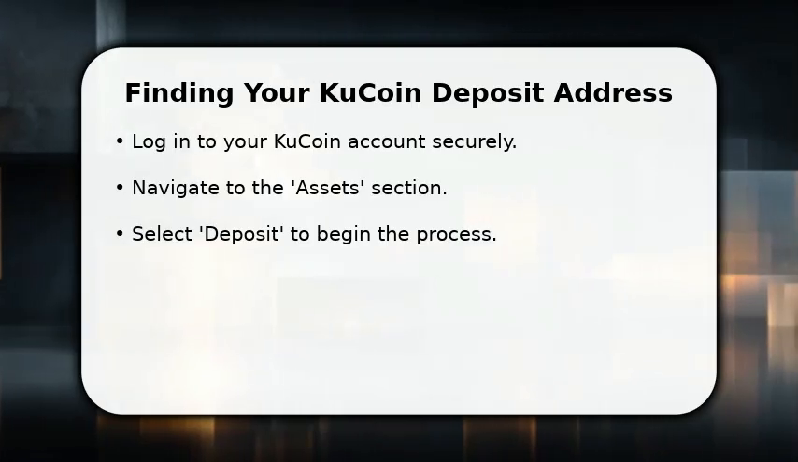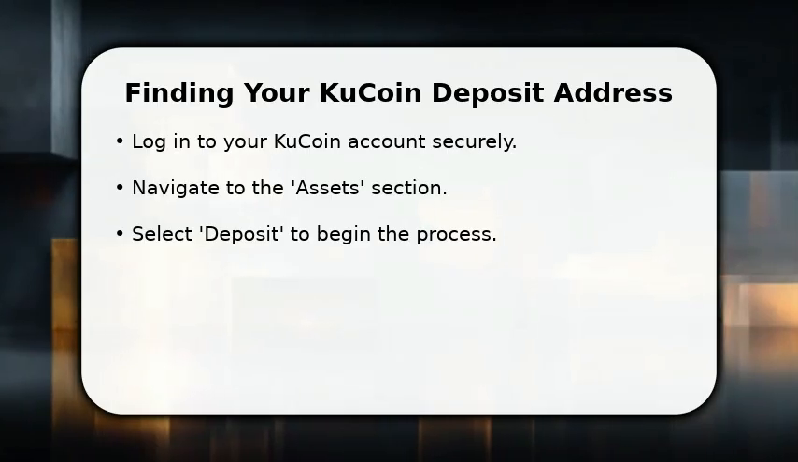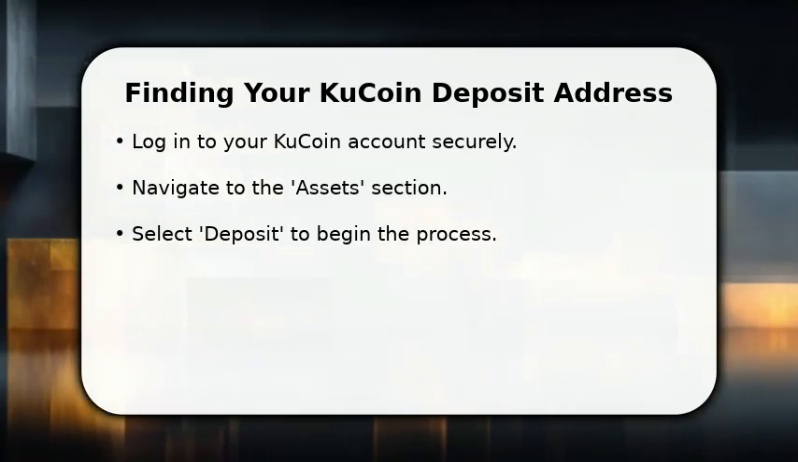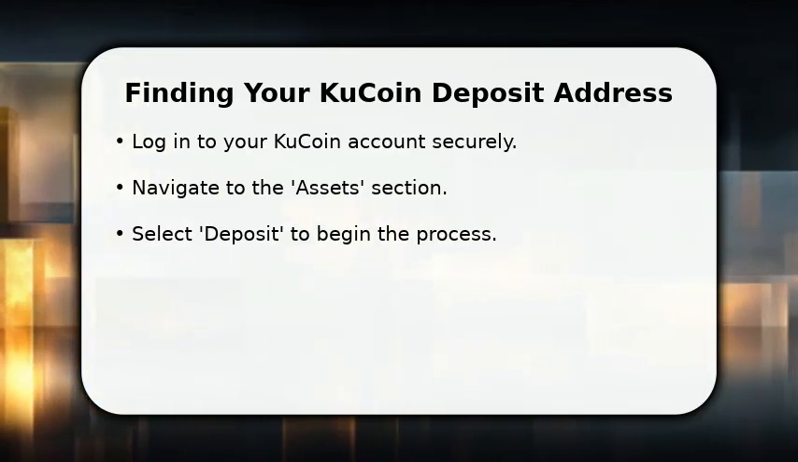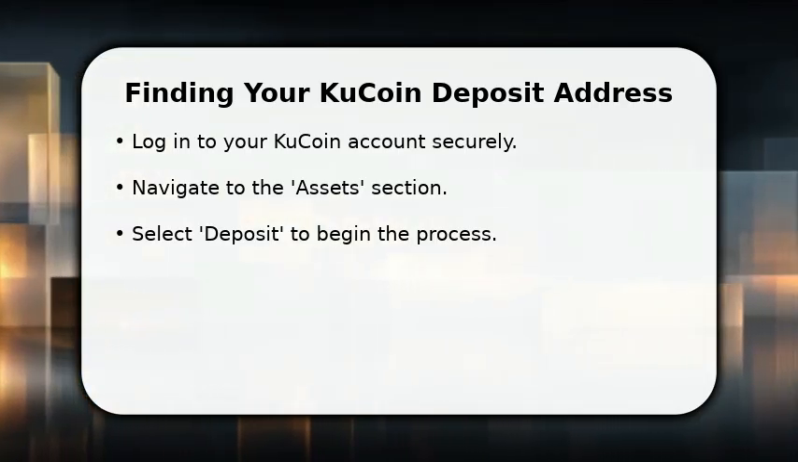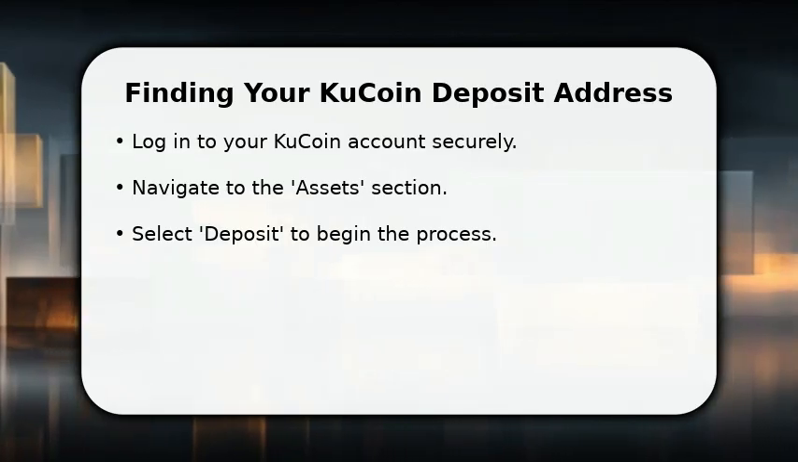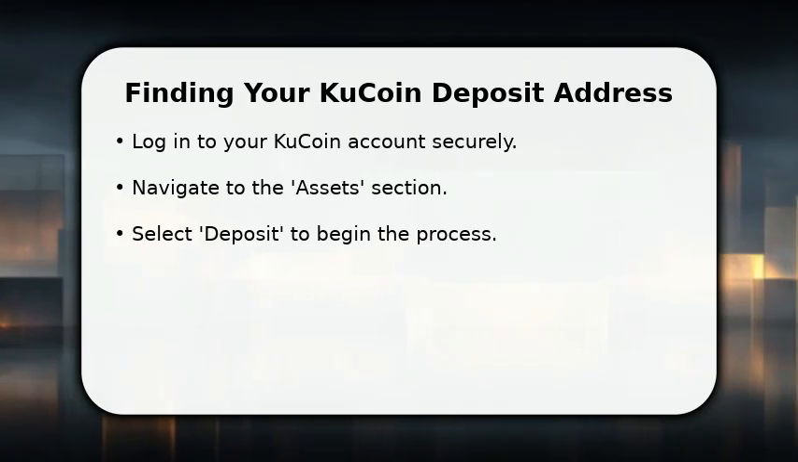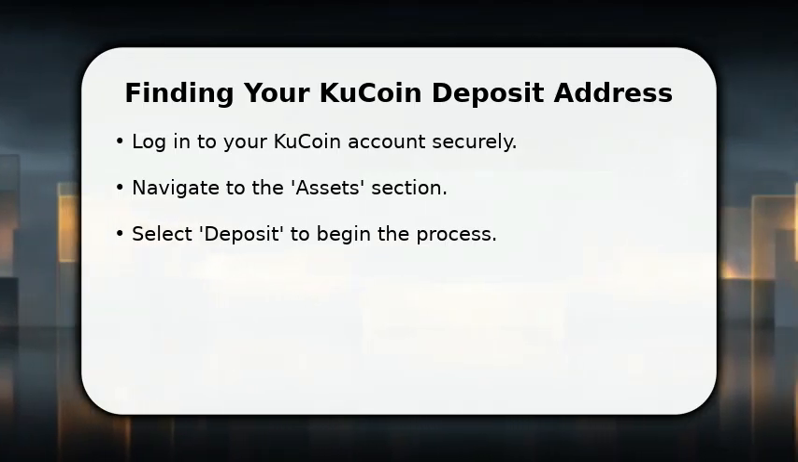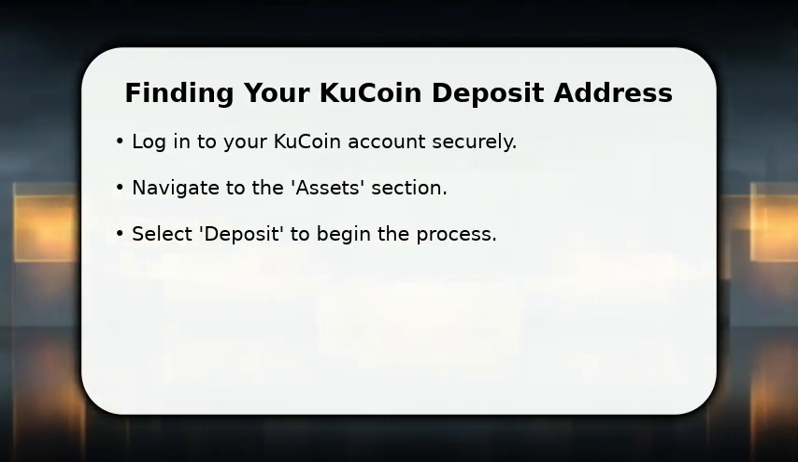In this video, I will explain how to find your KuCoin deposit address. First, log in to your KuCoin account. Once logged in, navigate to the Assets section, usually found in the top menu. From there, select the Deposit option. This will take you to the page where you can begin the process of finding your specific cryptocurrency deposit address.